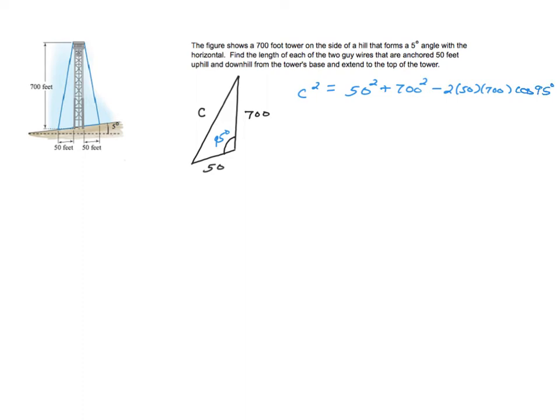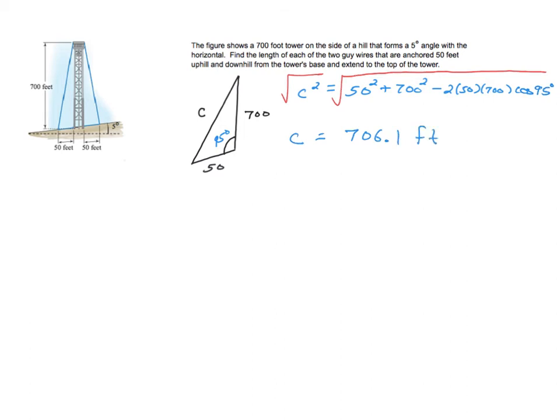I'm going to get my calculator out and do the rest of this problem. Essentially, I'm just going to take the square root of both sides of this equation, and I'm just really going to type this whole thing into my calculator. And it says to round to a decimal place, so let's see what we get when we do that. That's the square root of 50 squared plus 700 squared minus 2 times 50 times 700 times cosine of 95 degrees. Okay, I get 706.1, and that is feet.